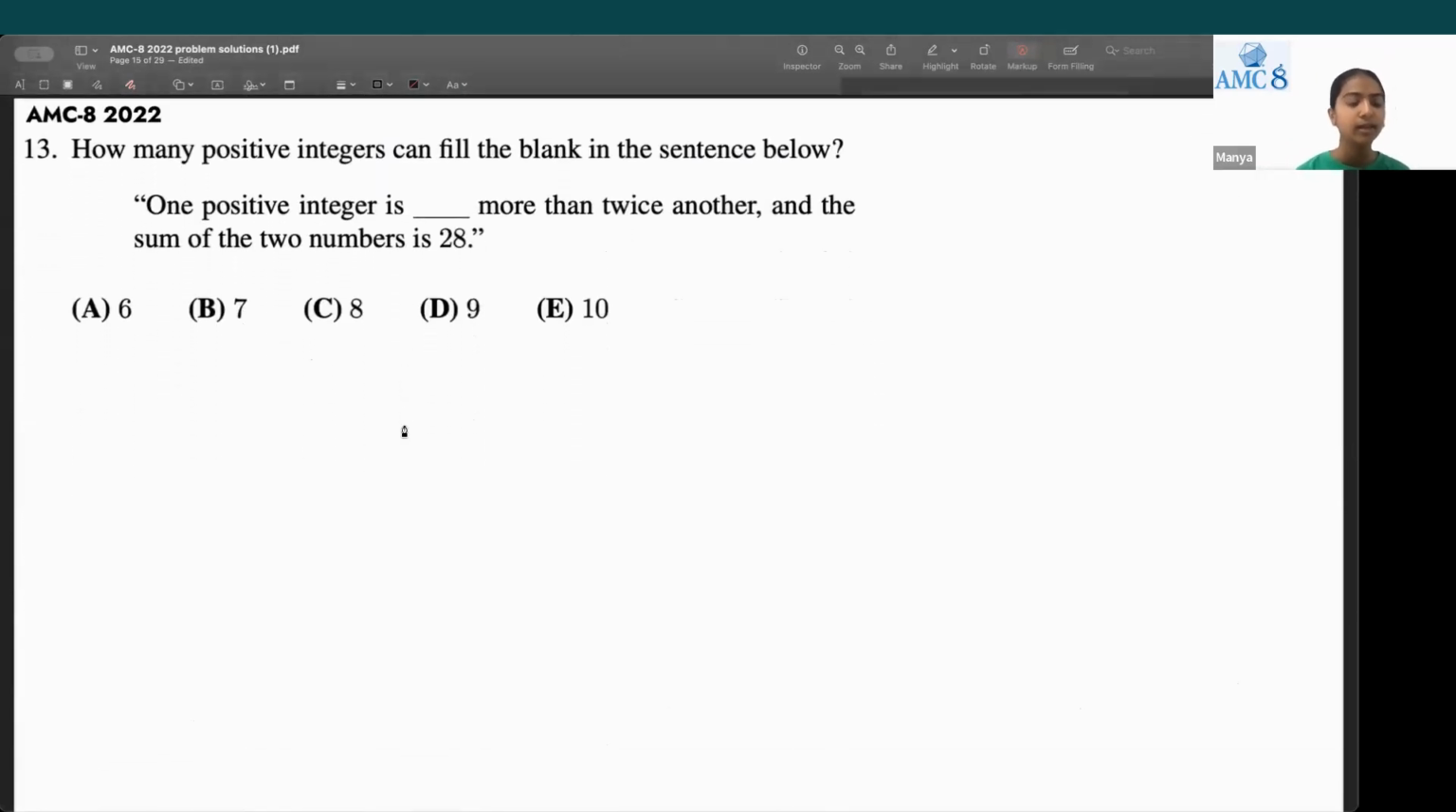Problem number 13. How many positive integers can fill the blank in the sentence below? One positive integer is blank more than twice another, and the sum of the two numbers is 28. So one positive integer is something more than twice the other.